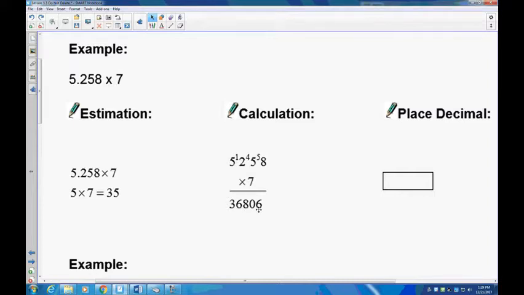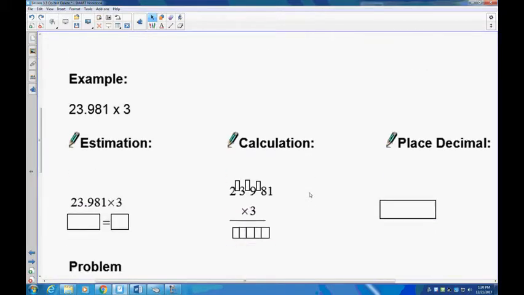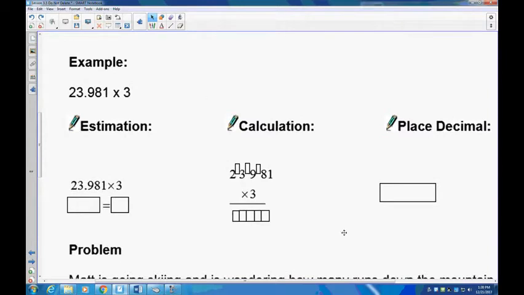Now I have to place the decimal. Now we know that our answer's got to be around 35, so that means I've got to put the decimal right there to give me 36.806. Okay? All right, let's have you try the next one. Okay, so pause the recording and give this one a try.